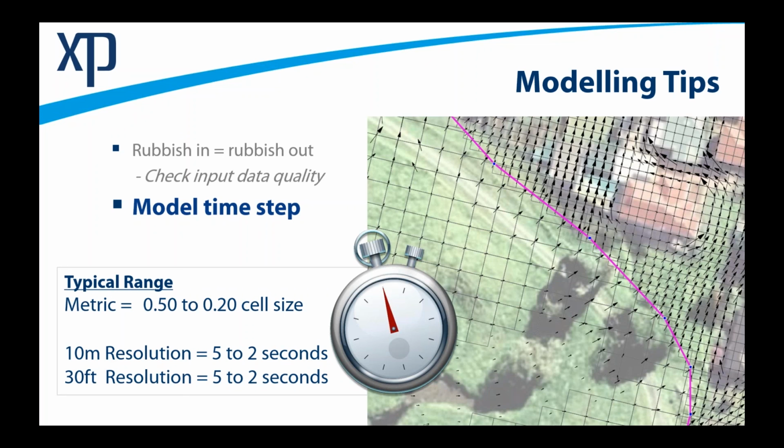One of the strengths of the solution scheme that XP uses is that it's an implicit scheme. So it actually uses matrix calculations to step forward in time. So it's much more efficient than the explicit schemes that other solvers use.